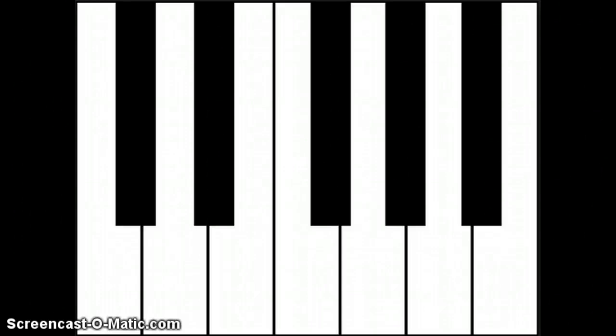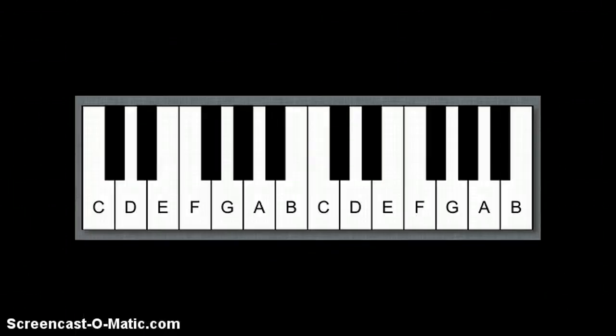Hello class. Today you're going to be learning about half steps and whole steps in music. Now, before we jump into that, first you need to know what a keyboard looks like, and this is what a keyboard looks like. And you need to know the notes of a keyboard, so we're about to review that in just a second. As shown here, this is a keyboard that includes two octaves.